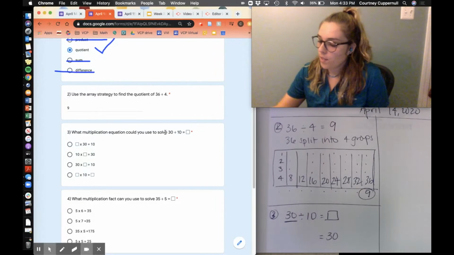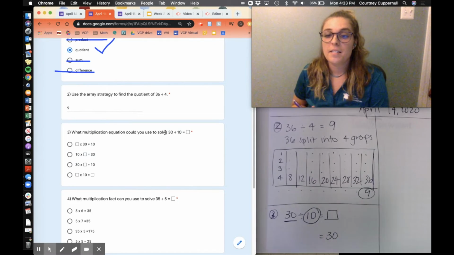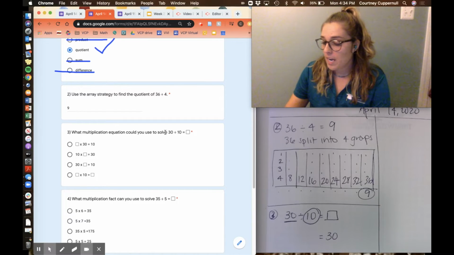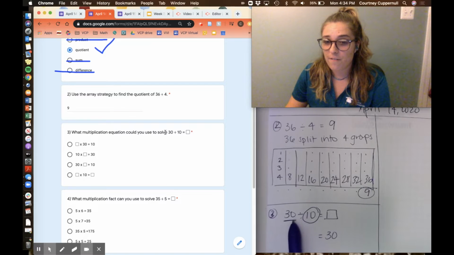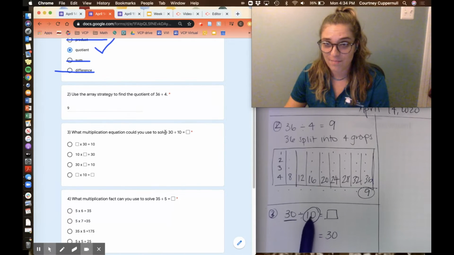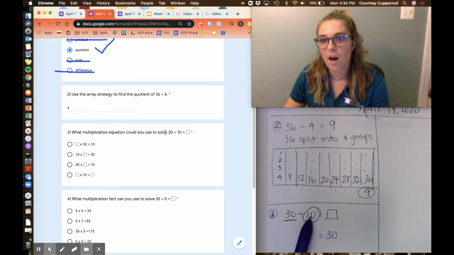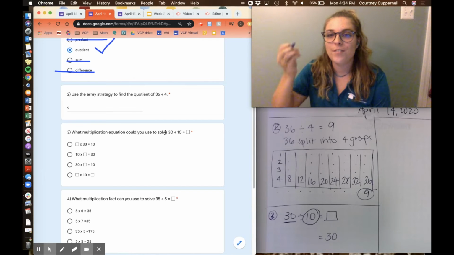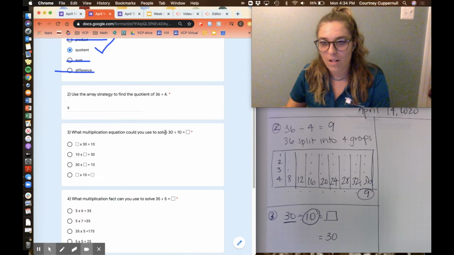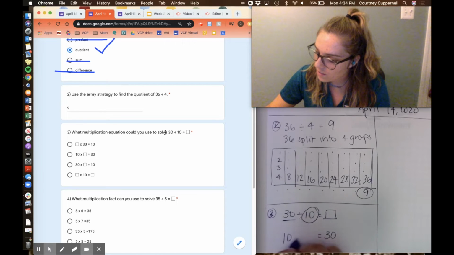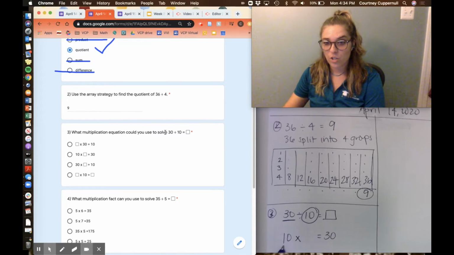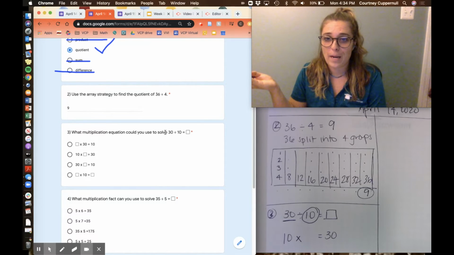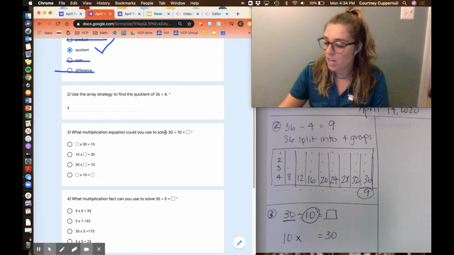Now I know that this number right here, 10, is one of my factors. In my original division equation, I'm dividing 30 into groups of 10. I'm splitting 30 into groups of 10. So if I was going to reverse that into a multiplication equation, I would have 10 groups. Well, I know that if I go like this, that means 10 groups of, and the thing is, I don't know how many things are going to be in my group in this case. So I'm just going to put my box here.